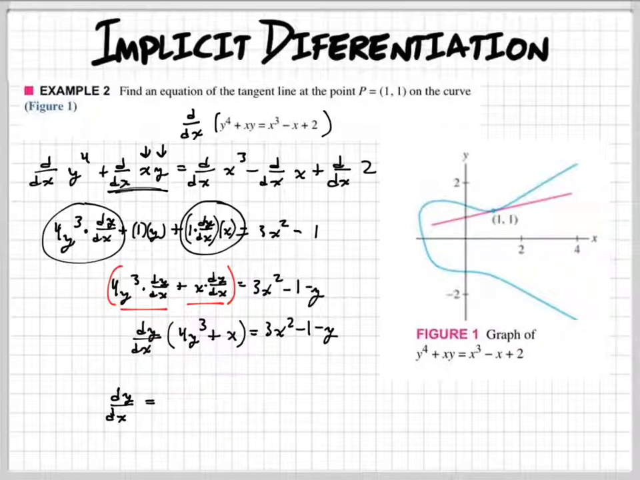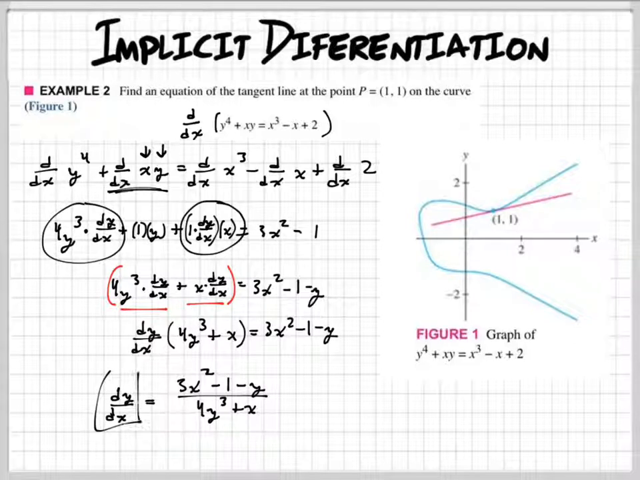And so how am I going to get dy over dx alone now? Yeah, just divide it. So now it's 3x squared minus 1 minus y, divided by 4y to the third plus x. And this is your slope function. This is y prime or f prime. This is the slope function.